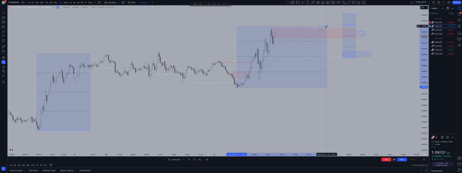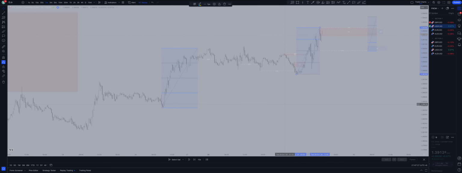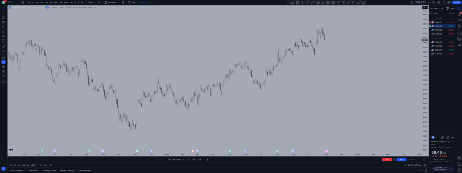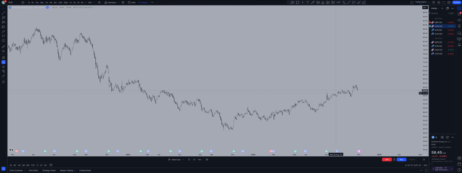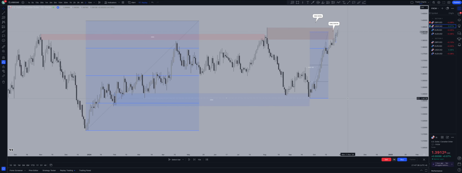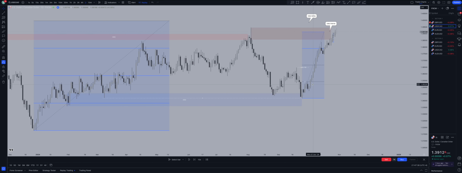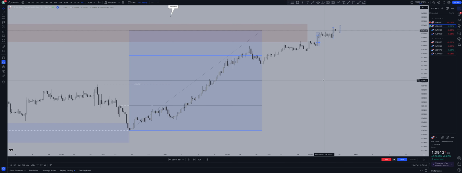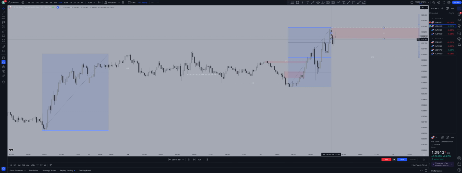USD CAD, these are my markings from today. So starting off on the daily, let's go to daily real quick. Wow, that did not do what I wanted. All right, daily swing is bullish. Daily internal leg is also bullish. 4 hour is also bullish. USD CAD is just extremely bullish.